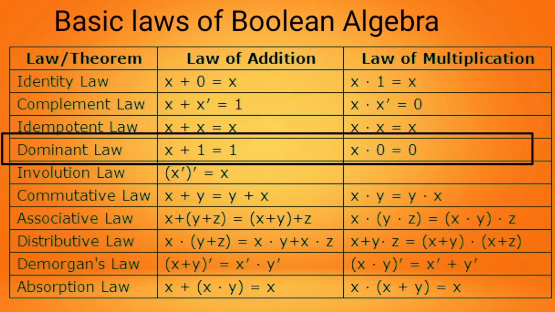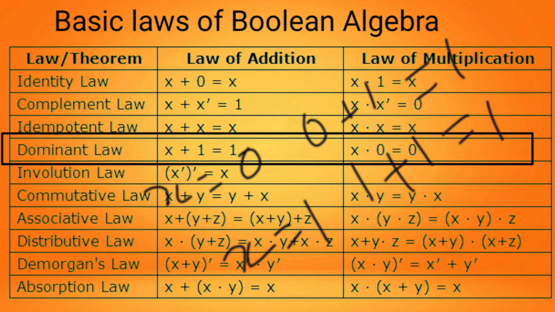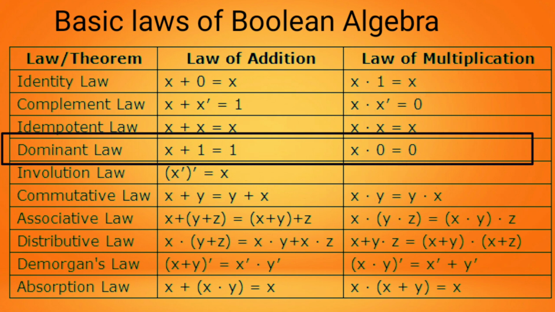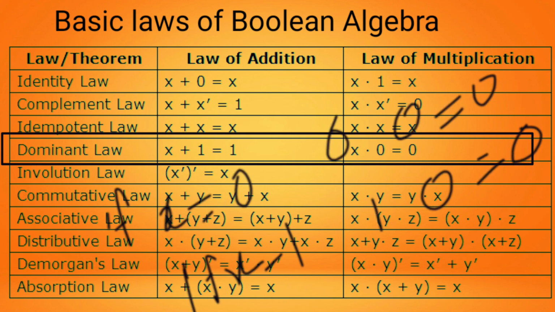Next one is dominance law. In law of addition, x plus 1 equal to 1. And in law of multiplication, x dot 0 equal to 0. In the first case, when x equal to 0, 0 plus 1 equal to 1. When x equal to 1, 1 plus 1 equal to 1. Because here in Boolean algebra, 1 and 0 are not binary values. They are logic values. In the second case, the law of multiplication, x dot 0 equal to 0. Any number multiplied by 0 is 0. That is x dot 0 equal to 0. If x equal to 0, 0 dot 0 equal to 0.